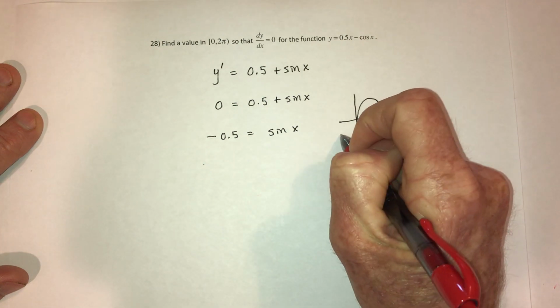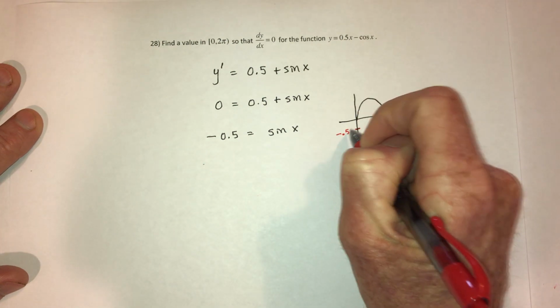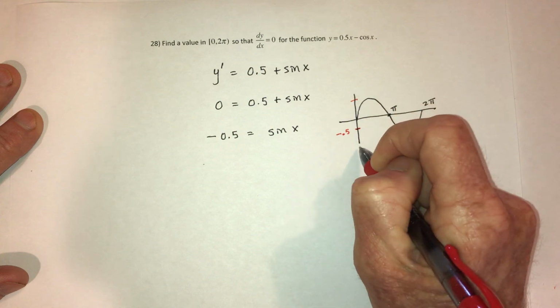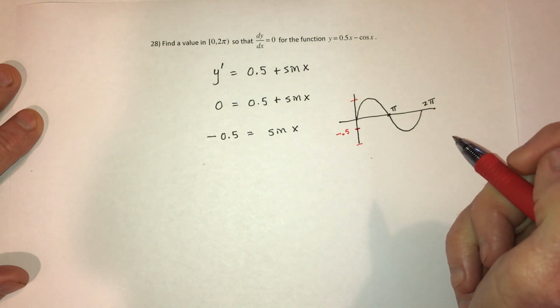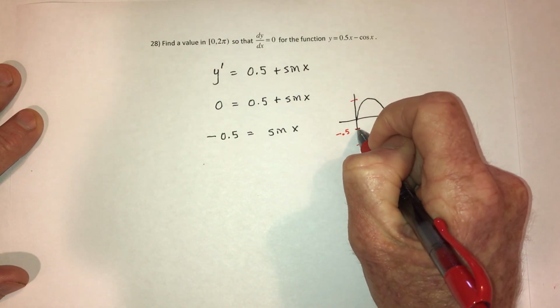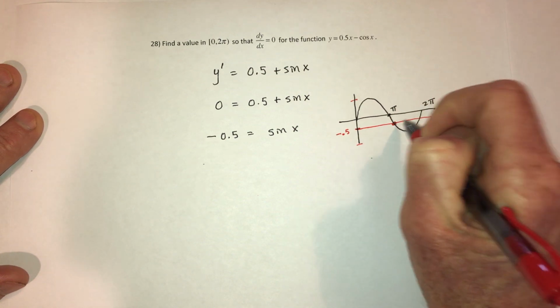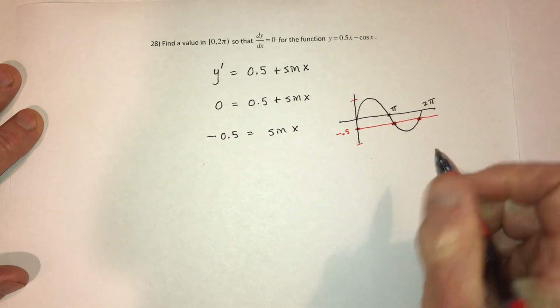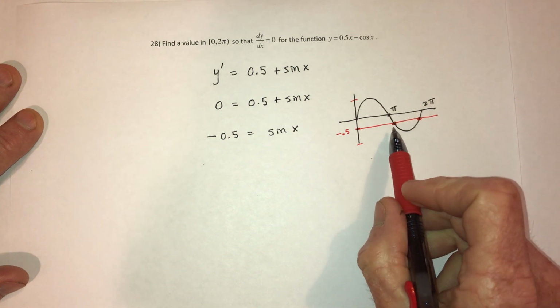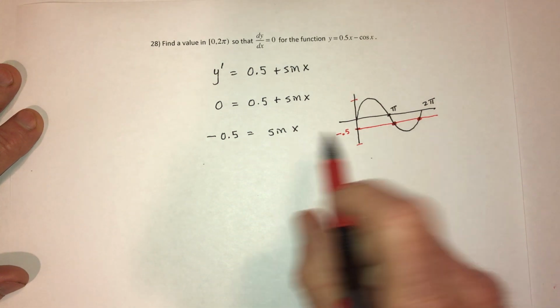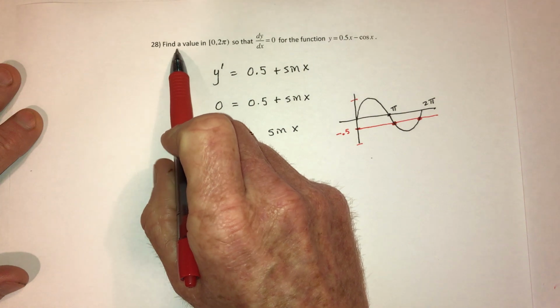So a negative 0.5 would be about right here, because sine goes from 1 at the top to negative 1 at the bottom. And if you draw a line straight across, there's actually going to be two answers, one right here and one right here. Both of these answers are between 0 and 2 pi. Right there I said you only need to find one of them.